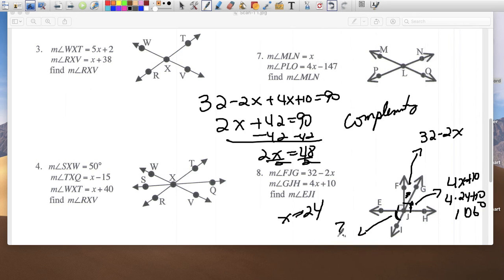So if this angle is 106, the one on this side is also 106. And again, don't worry about the drawing, because it doesn't look like 106 degrees. It looks like an acute angle, but that's just a picture. And that's that. Hopefully that helped a little bit.